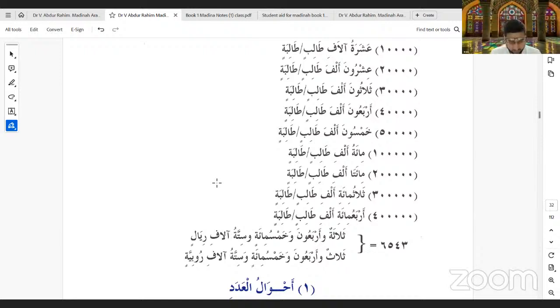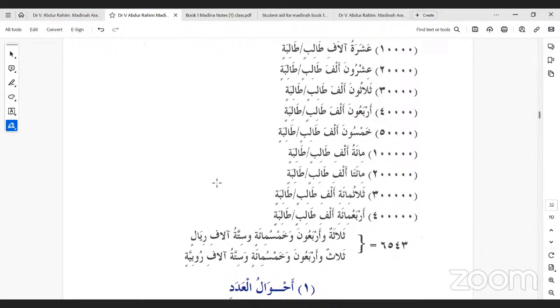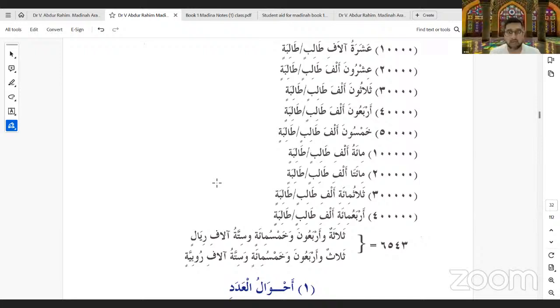Correct. Alfi. So why is it now from a fatha to a kasra? So what's happening here? Mi'atu alfi. So it's mudaf, mudaf ilay. So the 100,000, mi'atu alfi, and then mudaf, mudaf ilay. Mudaf, mudaf ilay is a double barrel. So that's the reason why it's alfi.